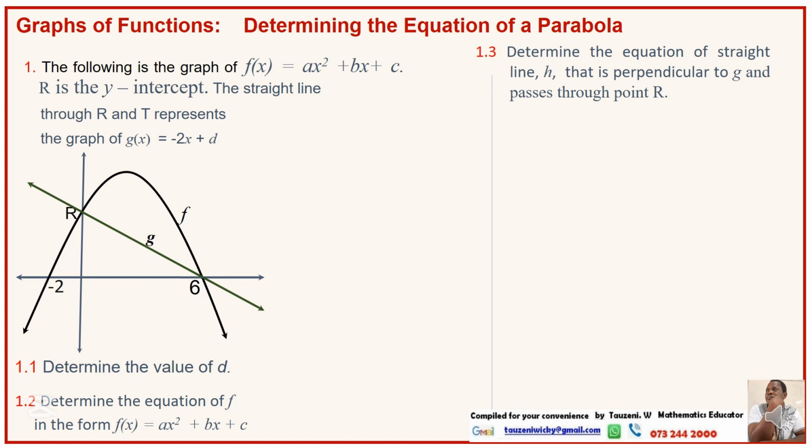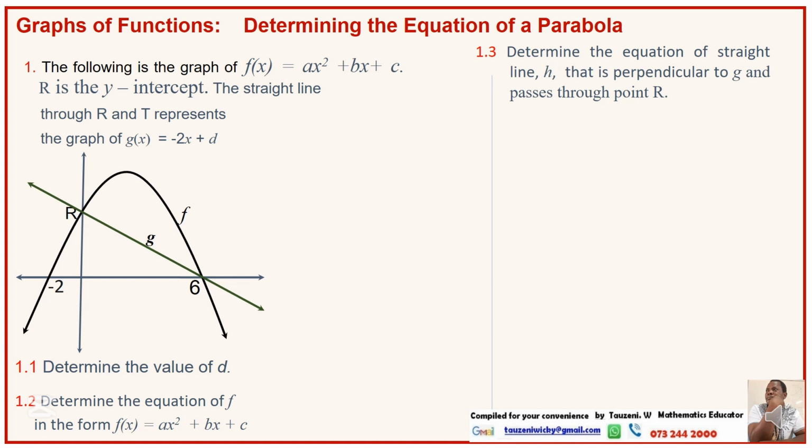R is the y-intercept. The straight line through R and T represents the graph of g of x is equal to negative 2x plus d. Determine the value of d and determine the equation of f in the form f of x is equal to ax squared plus bx plus c. How do you answer this kind of question?